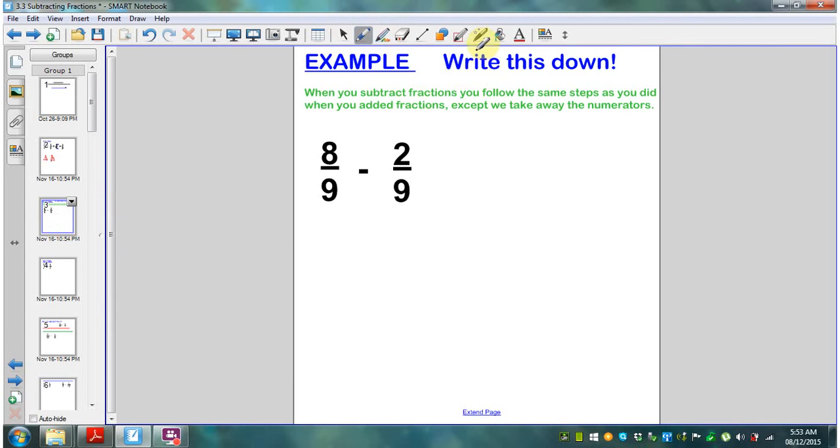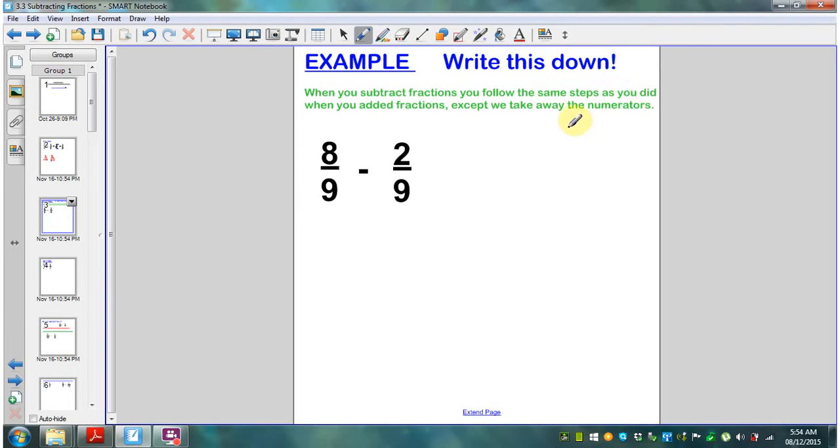Okay, so now, time to write this down. There's a quick little note here, followed by an example. So pause, write down the note, and then we'll try this example together. Okay, by now you should have this written down. The note says when you subtract fractions, you follow the same steps as you did when you added fractions, except we take away the numerator.